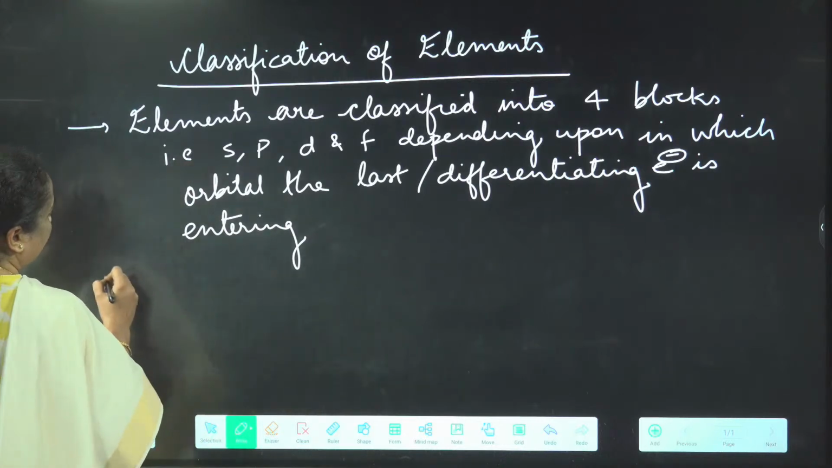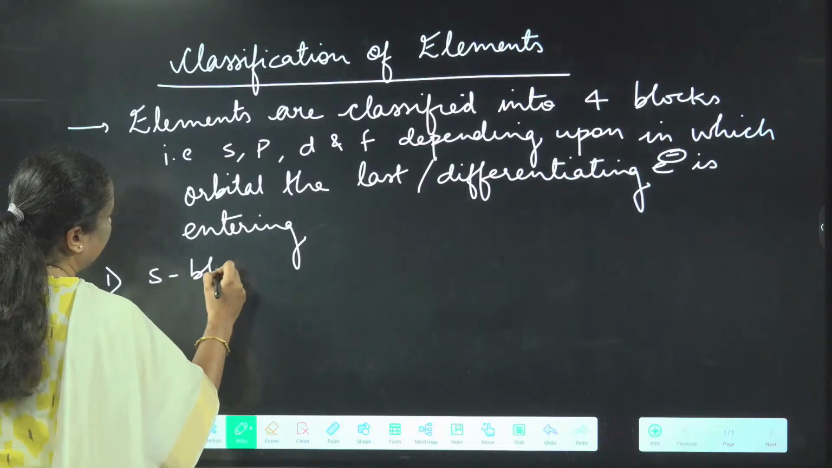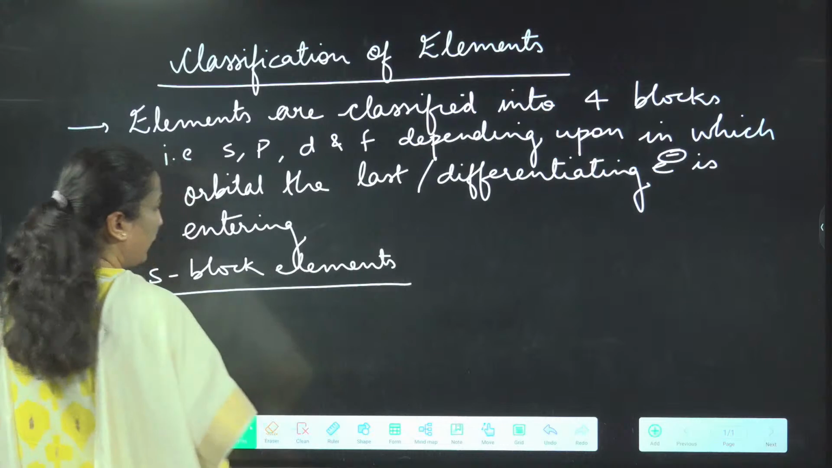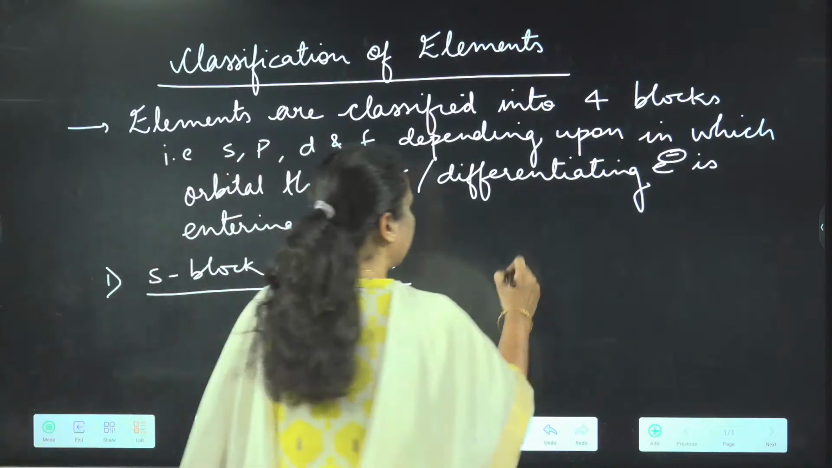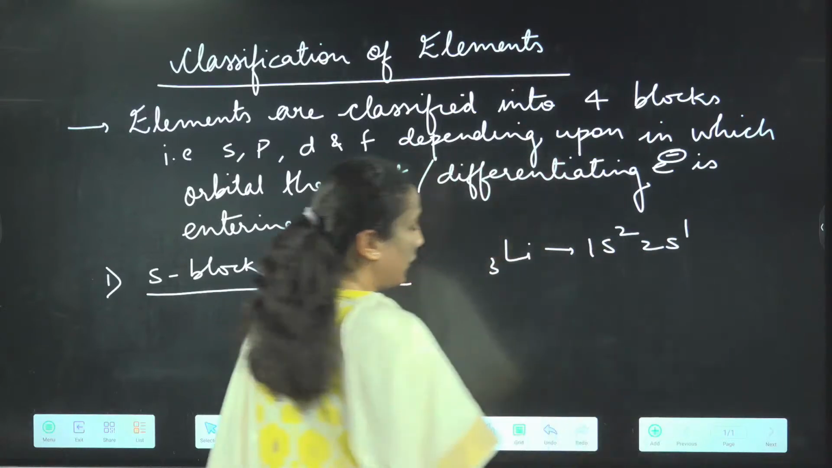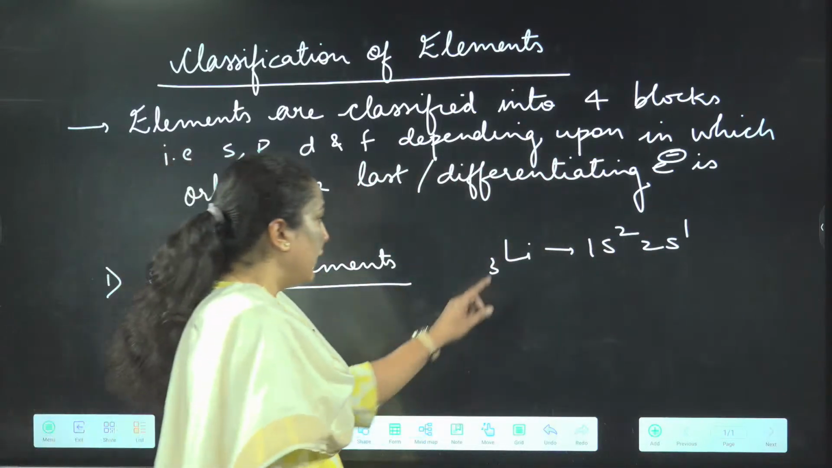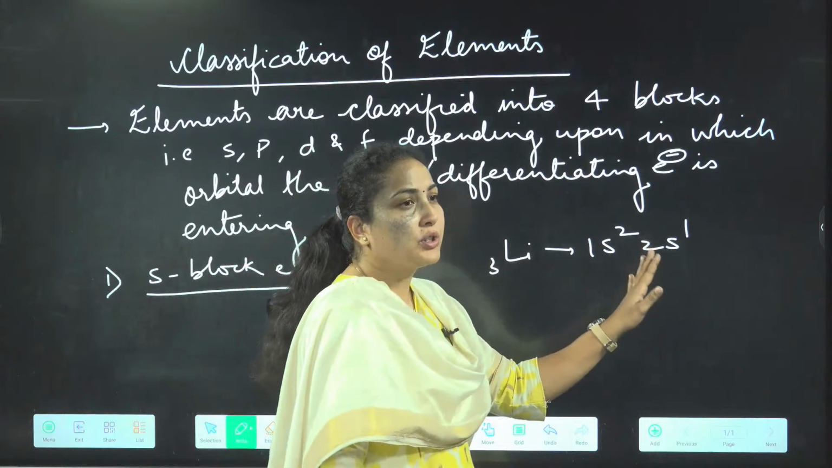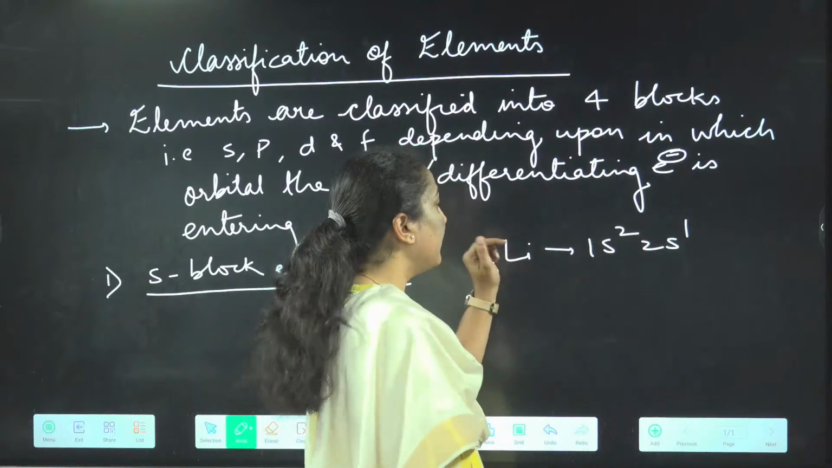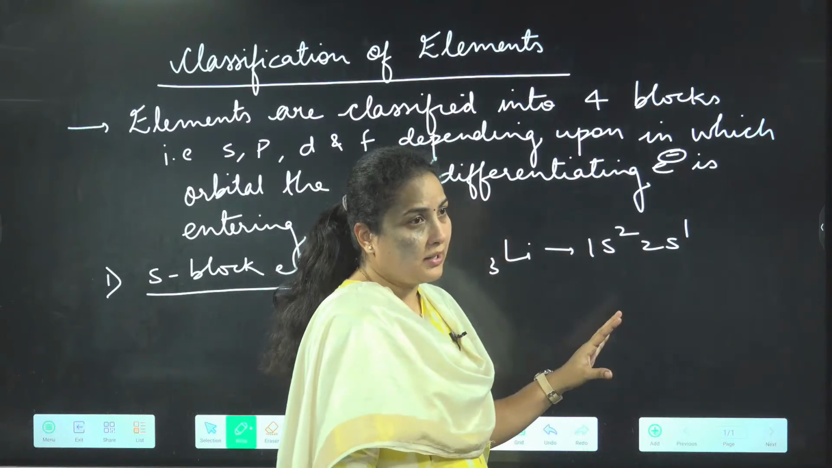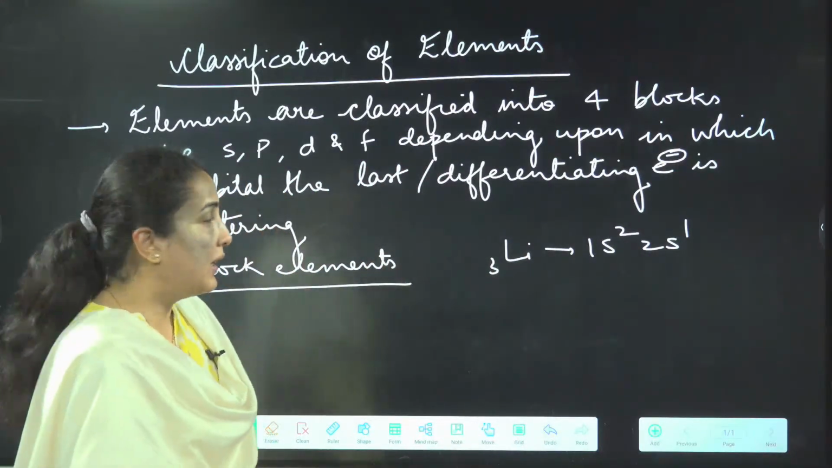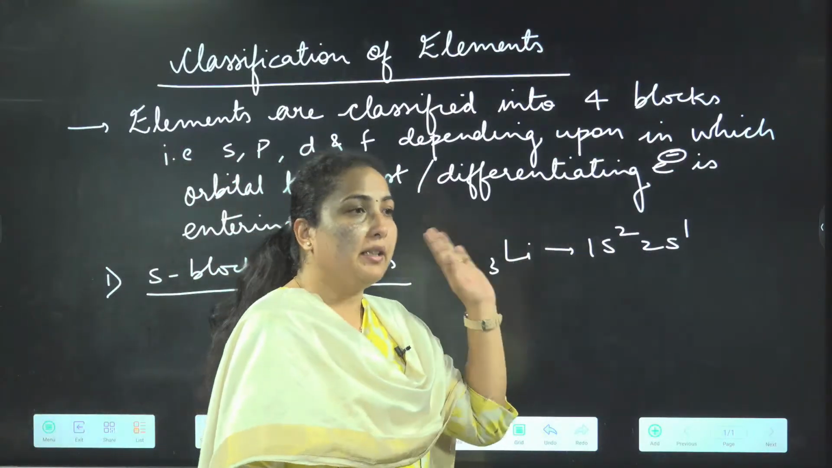Now, the first one is S block elements. Let us take the simplest example, which is lithium. When I write down its configuration, I write it as 1s2 2s1, right? In the case of lithium, where is the last electron entering? It is entering into the S orbital, right? So because the last electron is entering into the S orbital, I say that it is an S block element, okay?